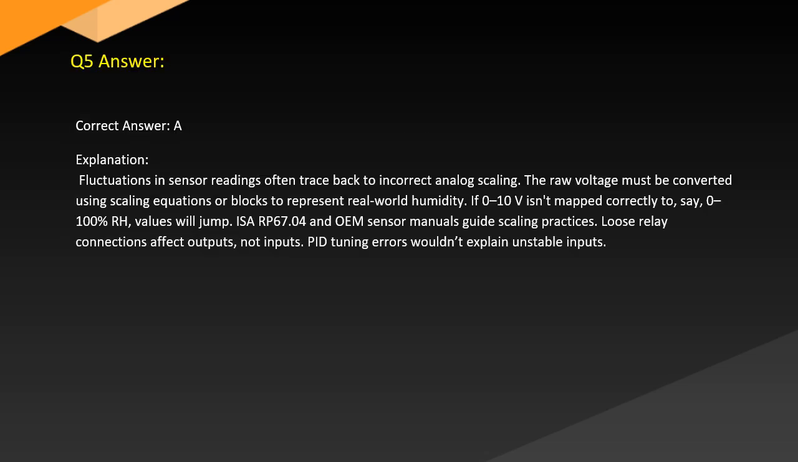Answer. Correct answer: A. Explanation. Fluctuations in sensor readings often trace back to incorrect analog scaling. The raw voltage must be converted using scaling equations or blocks to represent real-world humidity. If 0-10V isn't mapped correctly to, say, 0-100% RH, values will jump. ISA RP 4 and OEM sensor manuals guide scaling practices. Loose relay connections affect outputs, not inputs. PID tuning errors wouldn't explain unstable inputs.